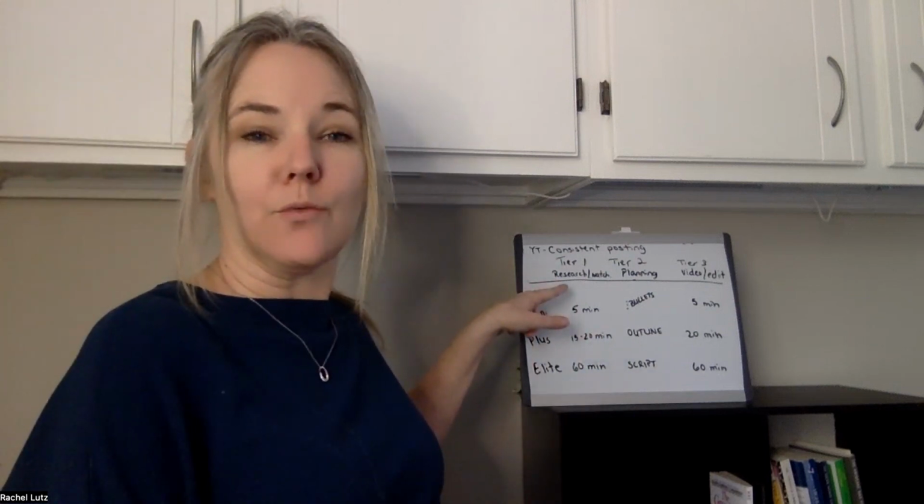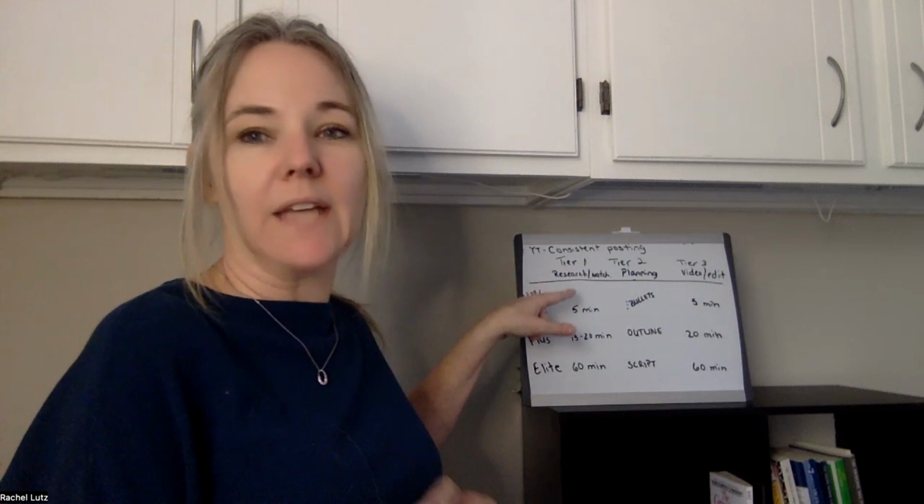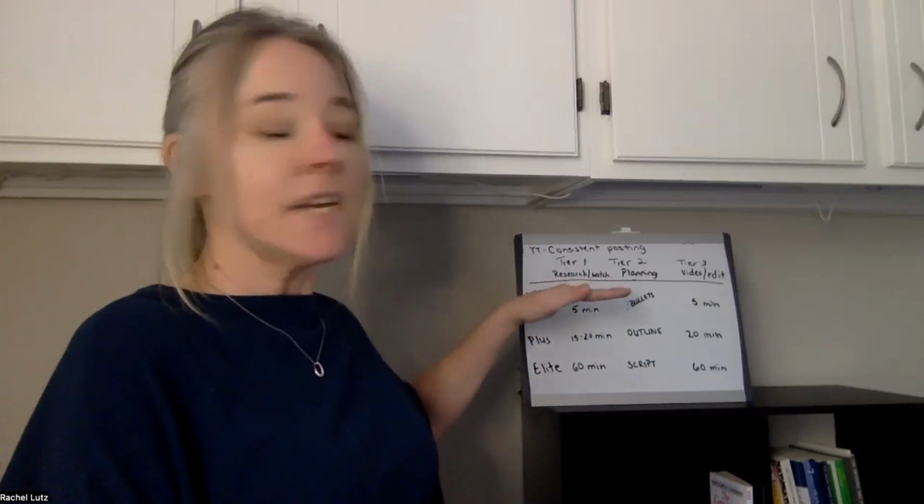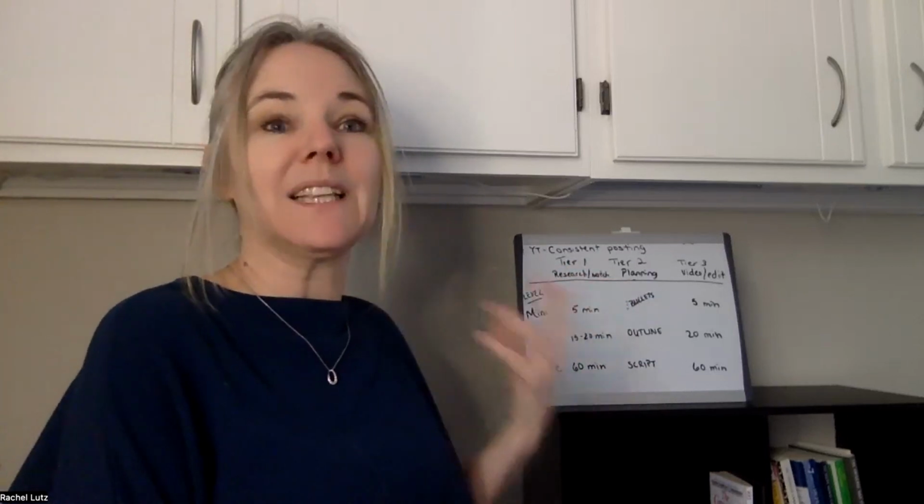And on to example 3. Let's say your goal was to consistently post on your YouTube channel. Now your tiers might go like this. Your tier number 1 might be researching what content you want to create or watching videos of your competitors' content to get ideas. Tier 2 might be planning out what you want to create, so doing the paperwork to that. Tier 3 might be the actual videoing or editing of those videos.